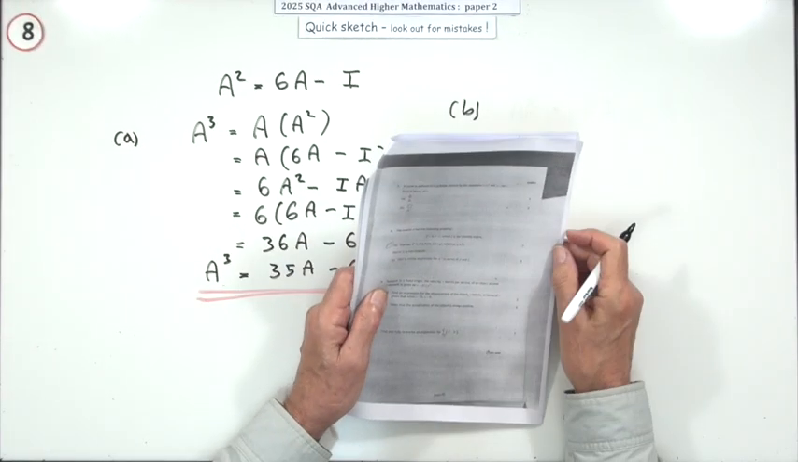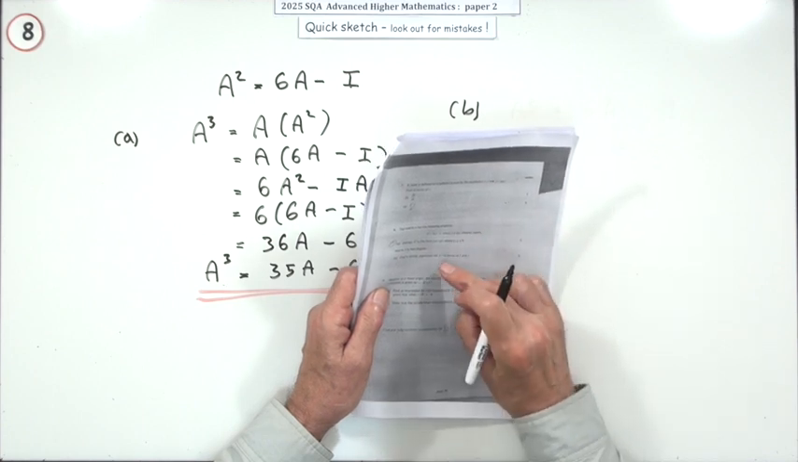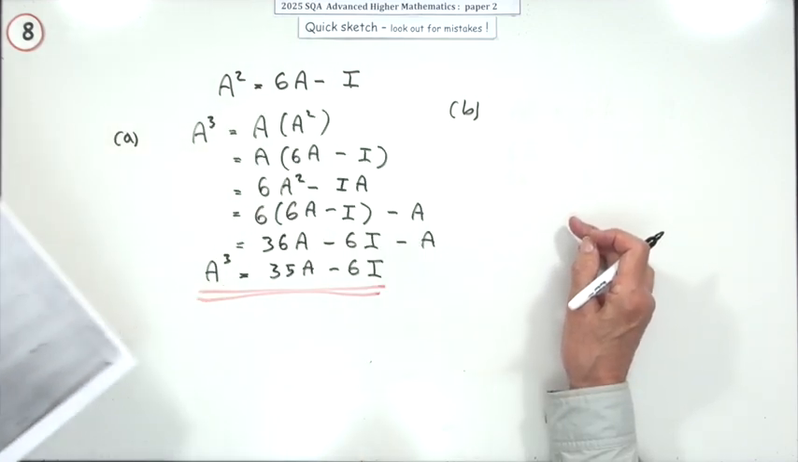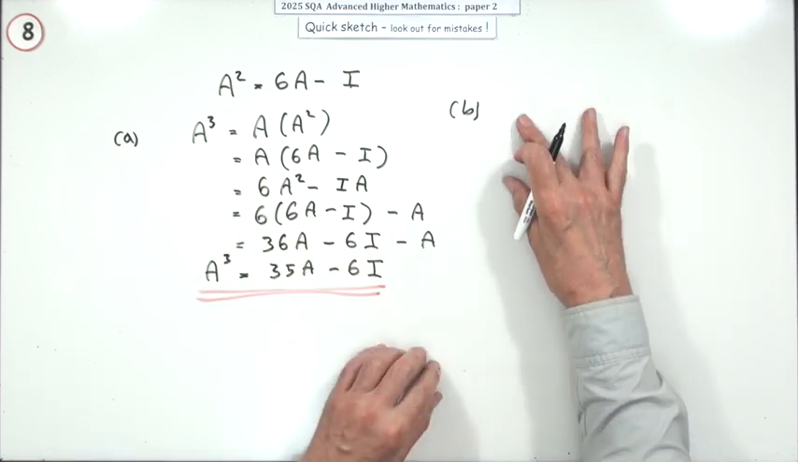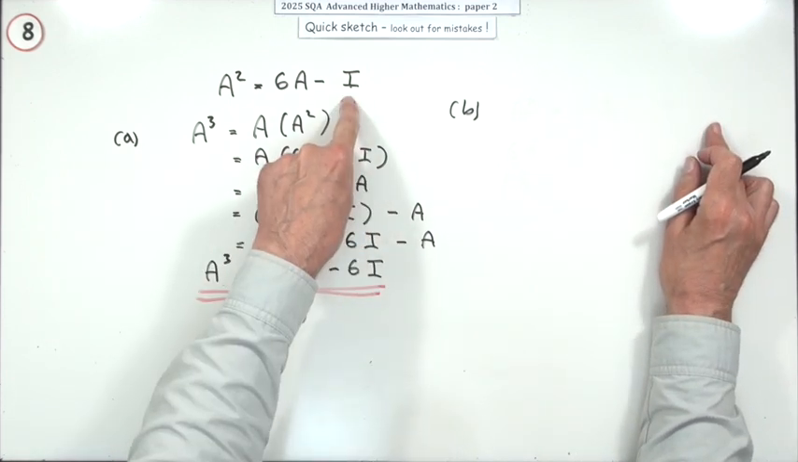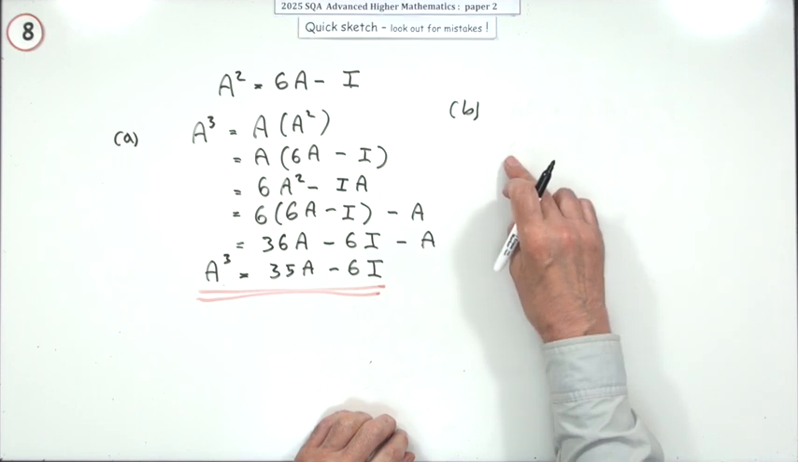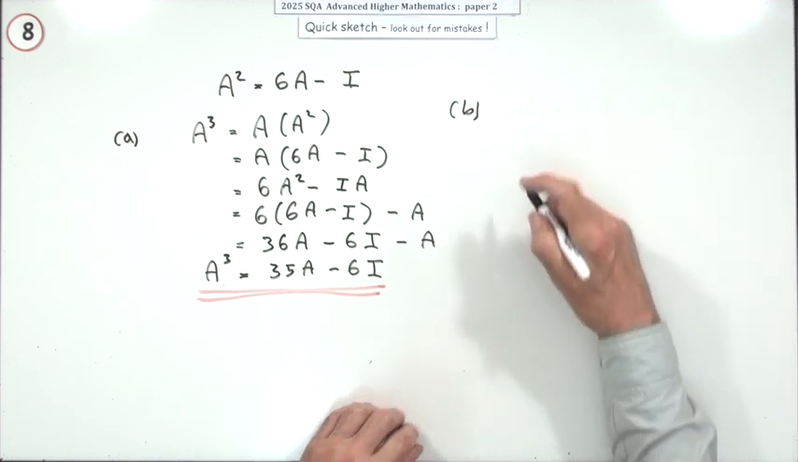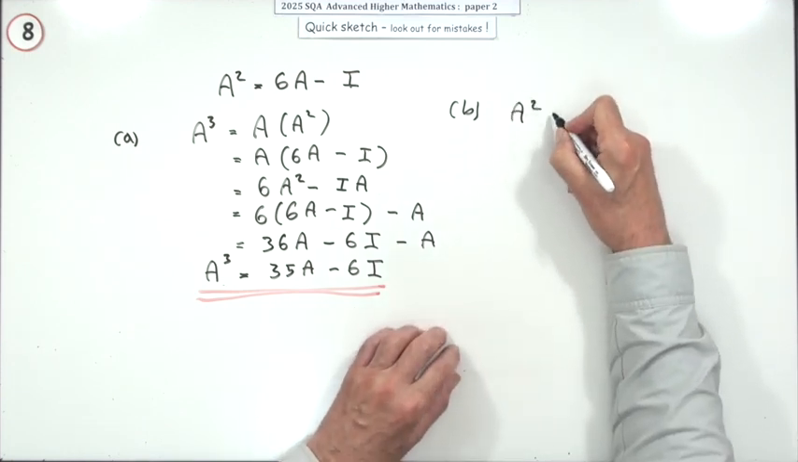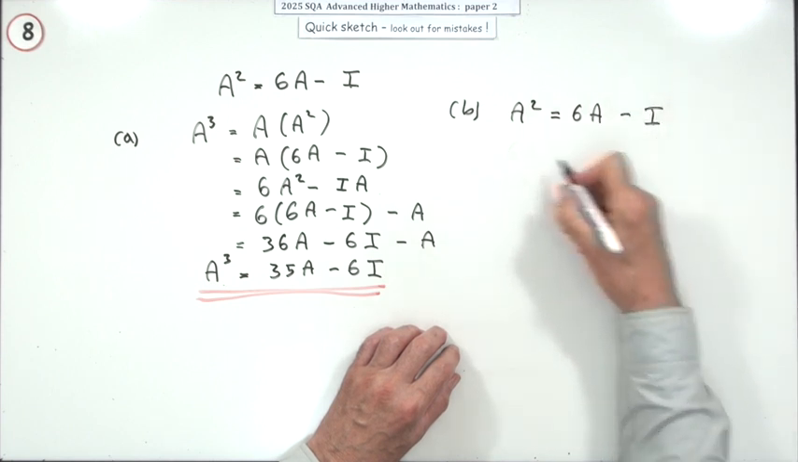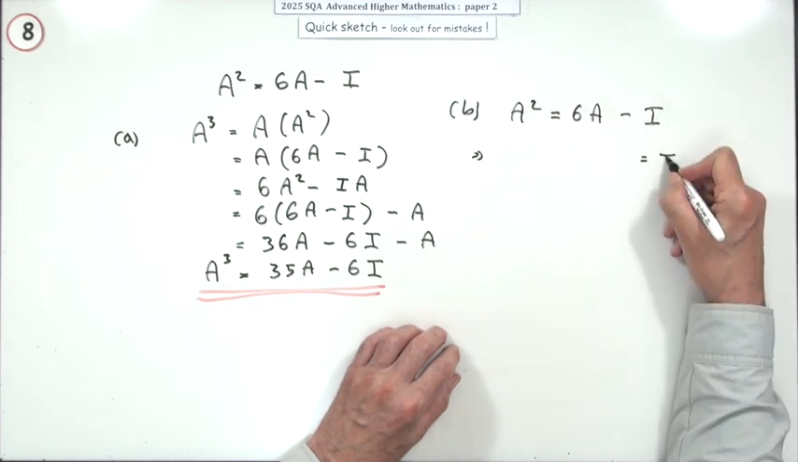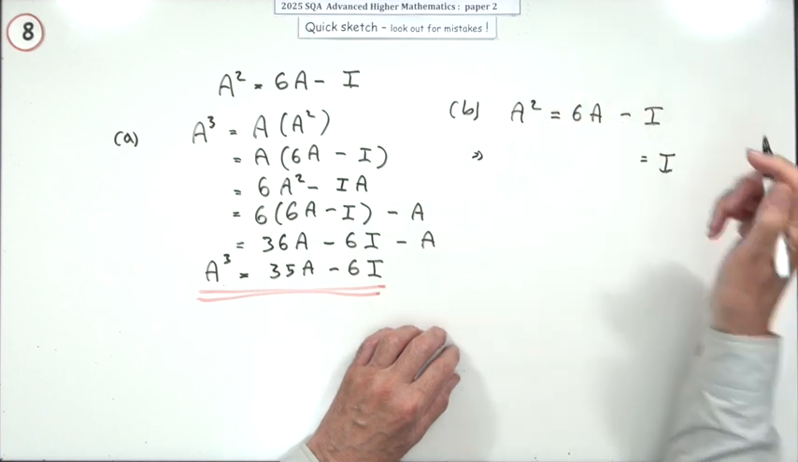And in part B, find a similar expression for A to the negative 1, the inverse matrix of A. Well, you're just going to use this again. You'll get the inverse matrix if you can get a product that equals I, because a product of a matrix and its inverse gives you the identity matrix. So if I take this original expression, equals 6A minus I, and rearrange that to read equals I, so I'm going over that way, reading it backwards.